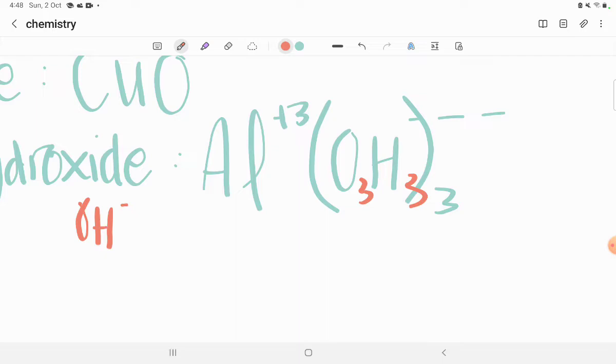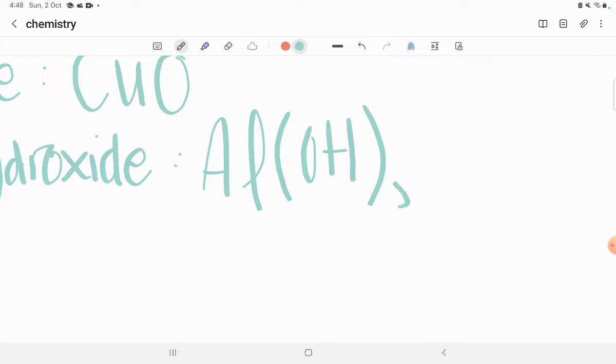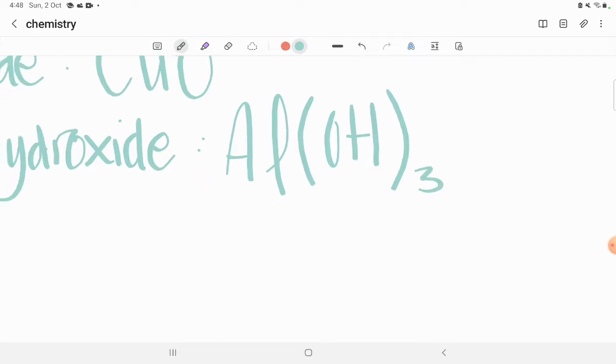Yeah. So there's a little math required, but that's fine because math doesn't scare us, right? We can do it, right? Okay. So that is the chemical formula.